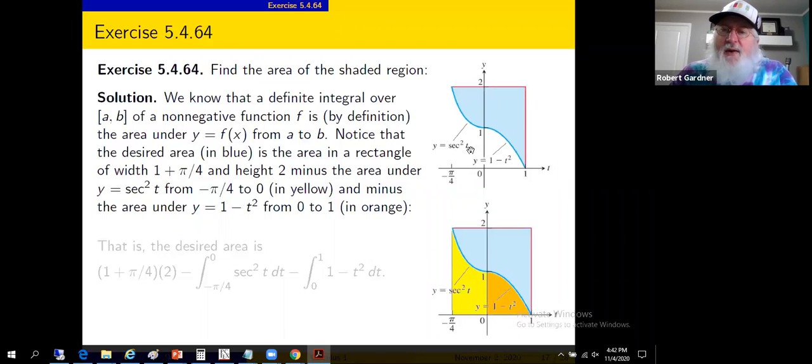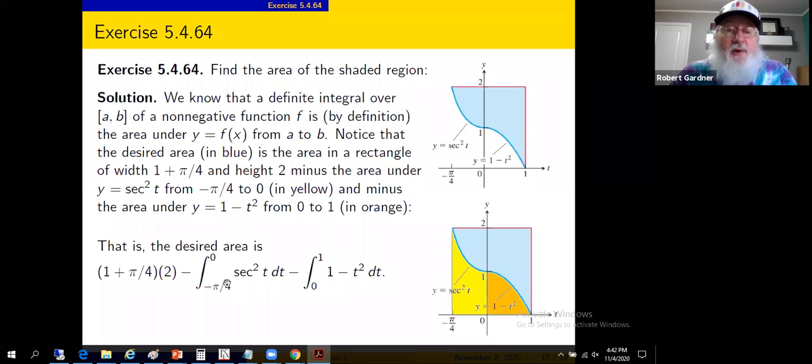Well, let's find the area under the secant squared function, colored it yellow down here, and let's find the area under the 1 minus t squared function, colored it orange down here. Then we'll just take this big rectangle here. I know its width and height, and we'll subtract away the area in yellow and the area in orange, both of which we can find using definite integrals. So that's what's stated here.